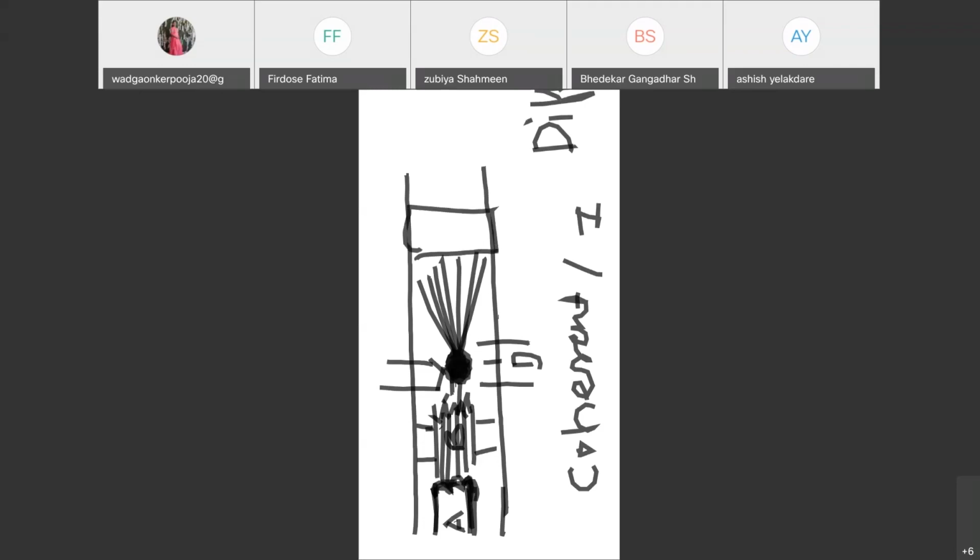Coherent and incoherent scattering occurs, and then it gives rise to the formation of a diffraction pattern. Whatever that diffraction pattern is, you can observe it on a plate. That plate is denoted in your instrumentation or measurement technique by E notation. And what is that E? E is nothing but the photographic plate.